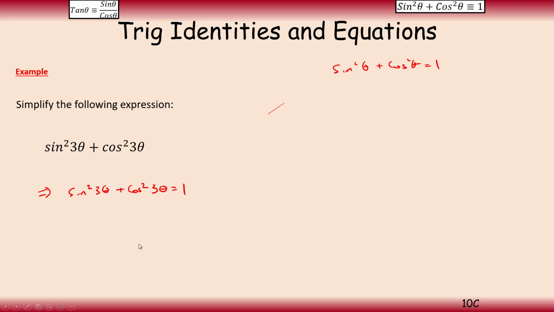Hit pause, write the example down. When you're ready, hit play again.